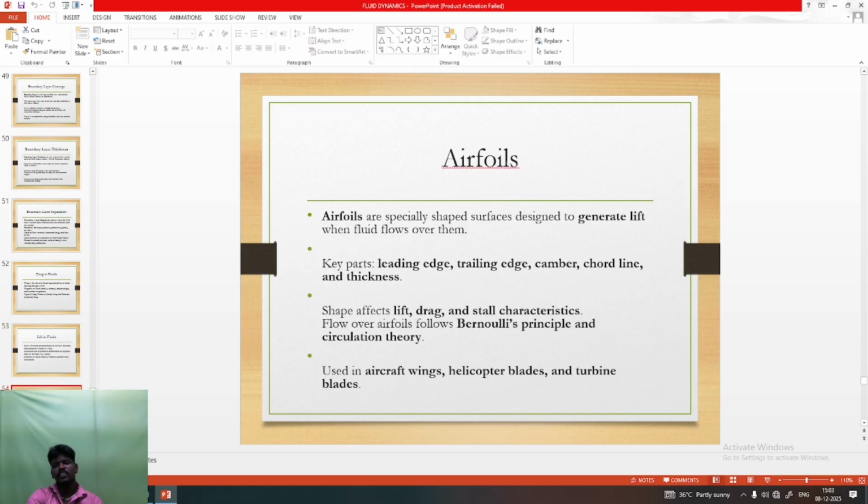Then airfoil. Airfoils are specially shaped surfaces designed to generate lift. When the flow passes over them, it creates lift. These are the major components in airfoils: leading edge, trailing edge, camber, chord line, and thickness.